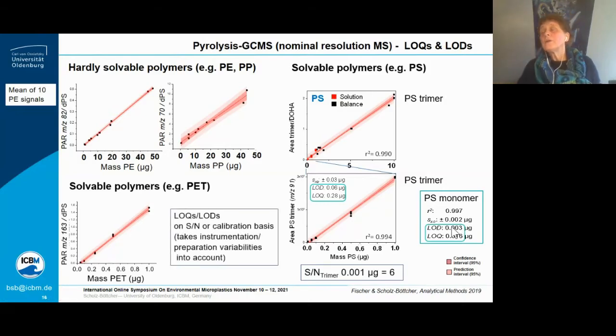So all in all, instrumentation, preparation variabilities, background, contamination state of the instrument at least is the most important factor for how good limits of quantification and detection are.